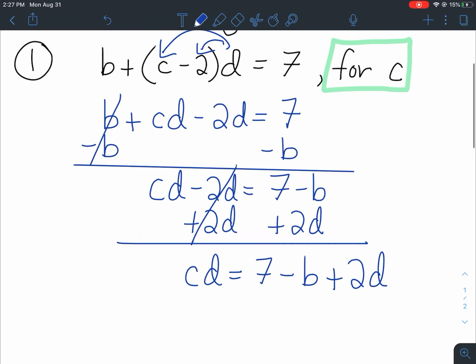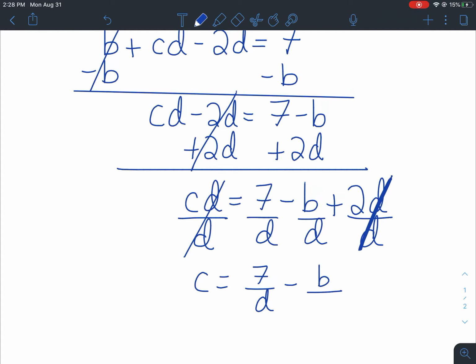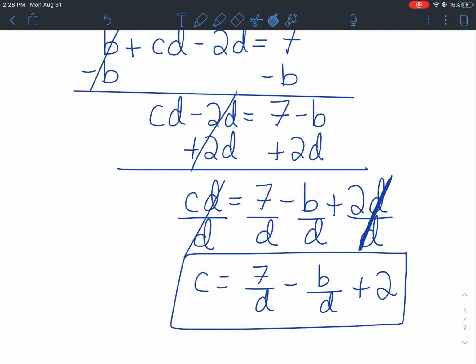And your final step here, we're trying to solve for c. So how you get c by itself, this is multiplication. To undo that, you do division. So we're going to divide everything by d. So you can divide all 3 parts by d like this, or you could put it all over d. The only time that you'll see it kind of like I just did now is because the d's cancel here. So then you'll see it like this, 7 over d minus b over d plus 2. But if you left the whole thing as c equals 7 minus b plus 2d all over d, that would also be correct.